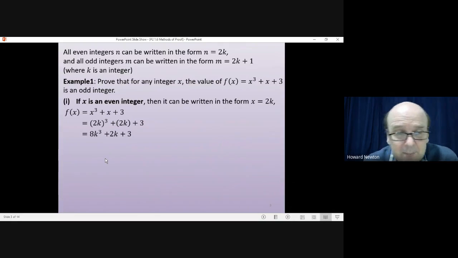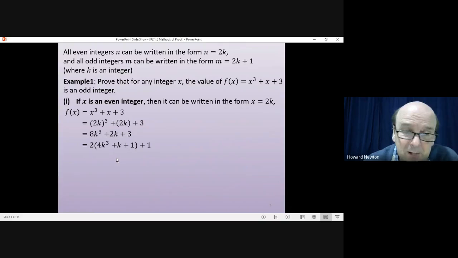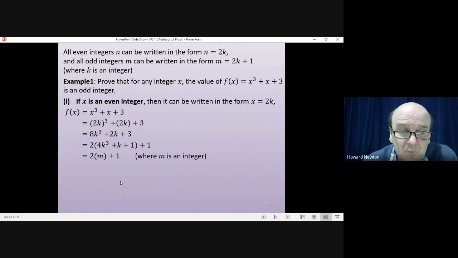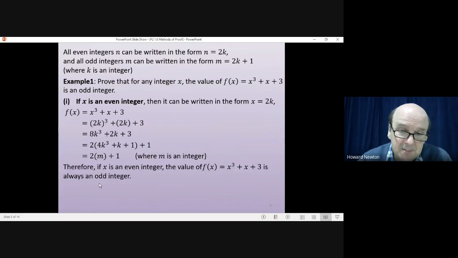And it's this next step which is not intuitively obvious. We essentially factorize by dividing all these terms by 2. And that gives us 2 into 4k cubed plus k plus 1. Now, 2 times 1 is 2, so we get a remainder of plus 1, which goes outside the brackets. This expression inside the brackets must be an integer, so we've got 2 times m plus 1, where m is an integer. And what that means is that if x is an even integer, we've shown that the value of x cubed plus x plus 3 must always be an odd integer.